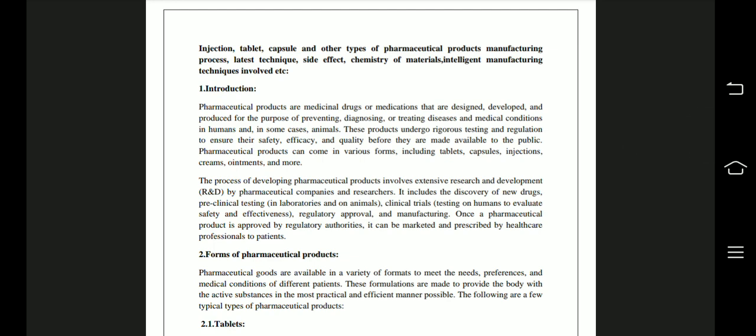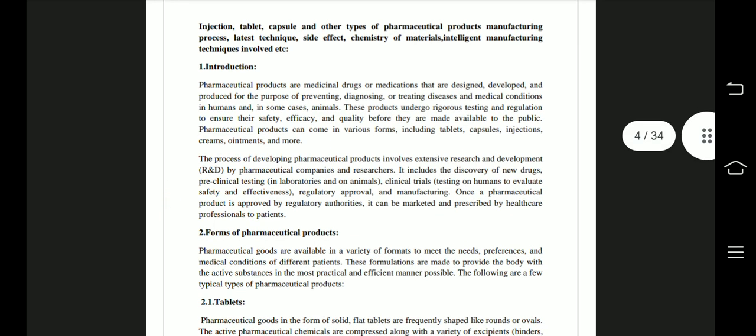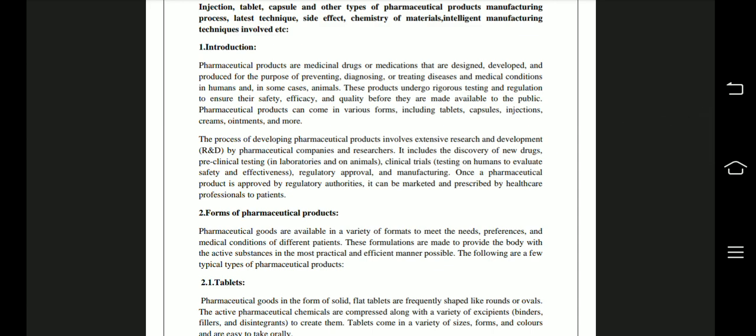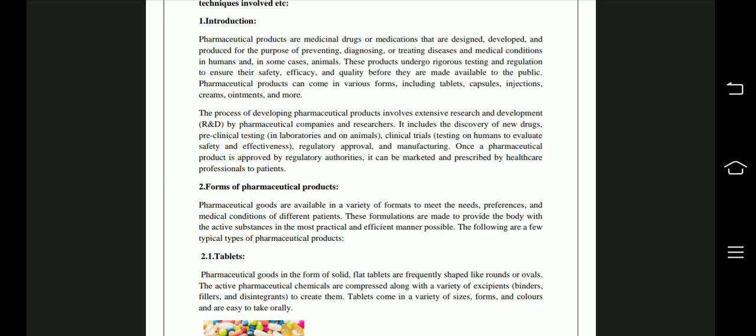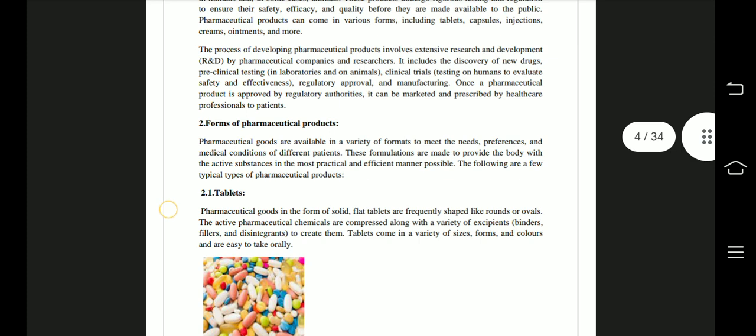Now I would like to discuss introduction about this topic. Pharmaceutical products are medicinal drugs or medications that are designed, developed, and produced for the purpose of preventing, diagnosing, or treating disease and medical conditions in human and in some cases animals. These products undergo rigorous testing and regulation to ensure their safety, quality before they are made available to the public. Once a pharmaceutical product is approved by regulatory authorities, it can be marketed and prescribed by healthcare professional to patients.